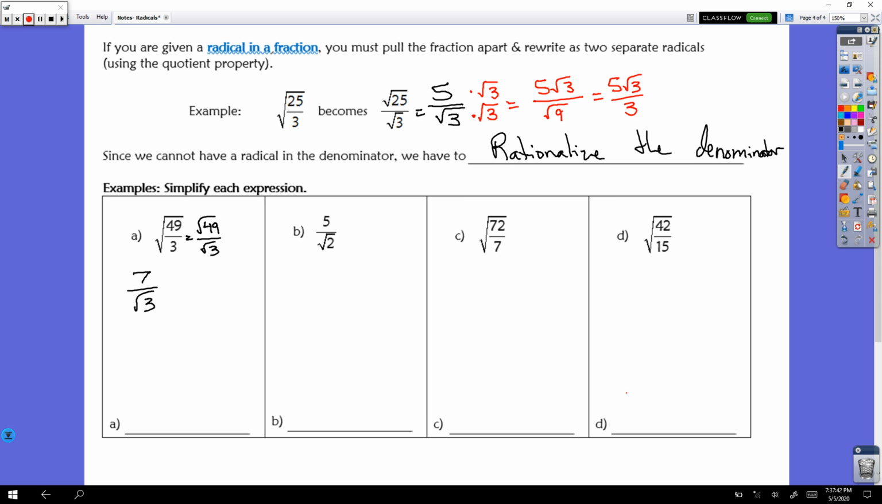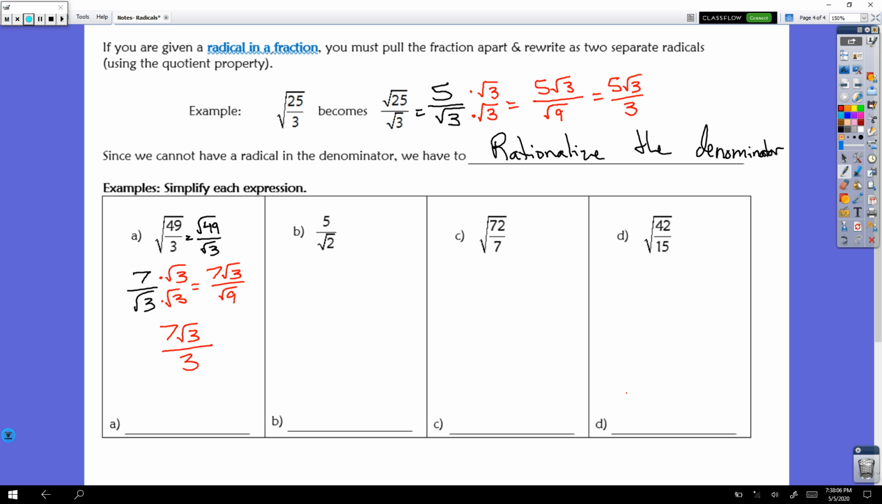Now, I can't do anything with that square root of 3, so to get rid of it, I need to rationalize the denominator. So I'm going to multiply top and bottom by whatever's in that denominator. So on top, 7 root 3. On bottom, square root of 9. Now I just have to simplify the denominator. So 7 root 3 all over 3.